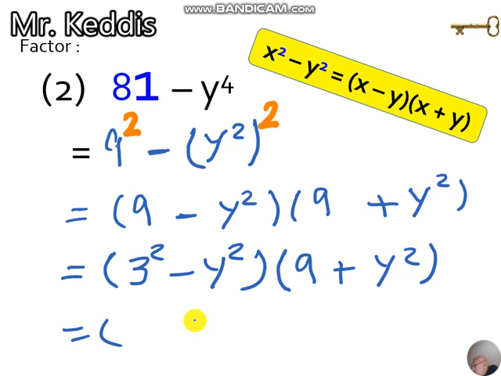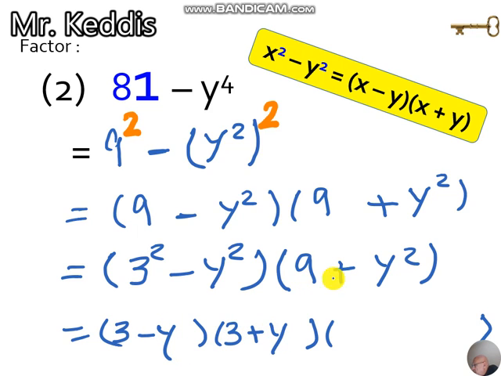And this is 3 minus y, 3 plus y, and the 9 plus y squared.